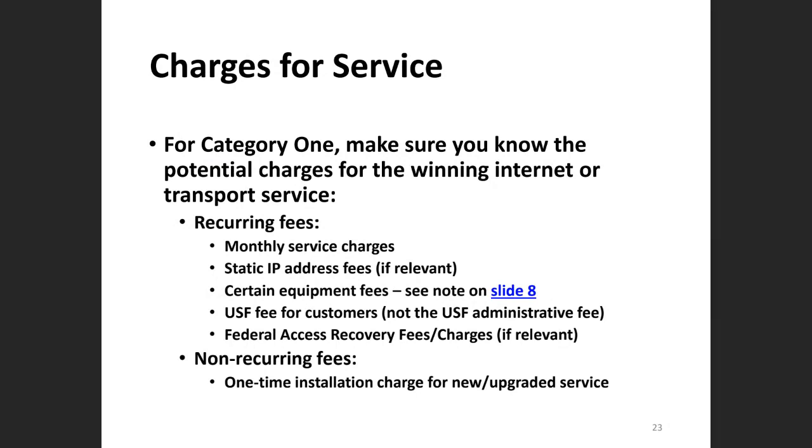You also need to make sure you're aware of all of the charges for the service you're going to be requesting funding for. So for a recurring service like internet, you need to know the monthly charges for that service. If you've got separate charges for static IP addresses, those are eligible as well. It may be that you can include certain pieces of equipment. For example, a charge for a cable modem is actually eligible under Category 1. Again, Universal Service Fund, or USF, fees. And then if you have something like the Federal Access Recovery Charge.